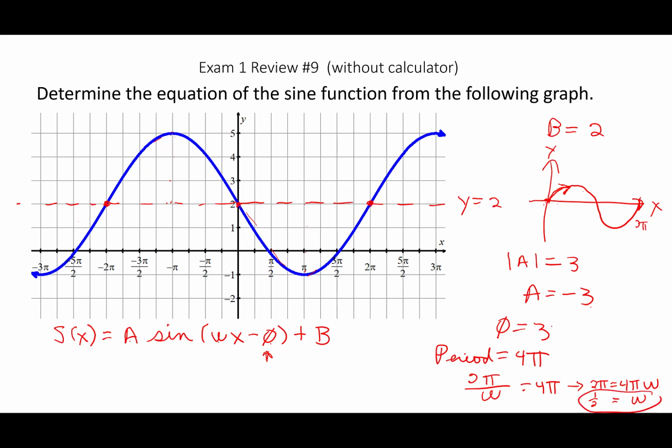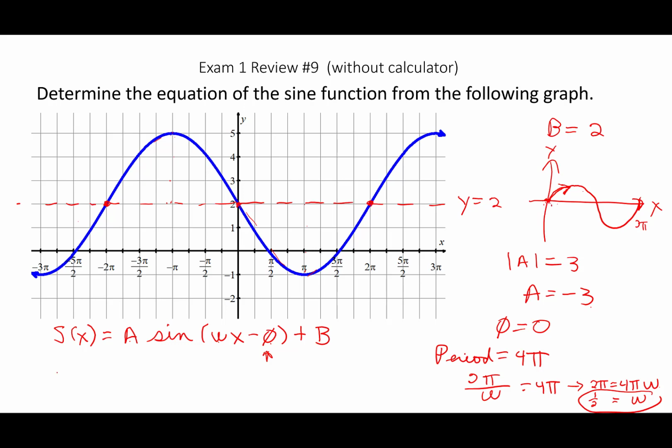We have omega, we have, why did I write phi equals 3? Sometimes it's hard to talk and write at the same time. It should be 0, right? Okay, so phi should be 0 because we don't move to the left or right from our original fundamental cycle.